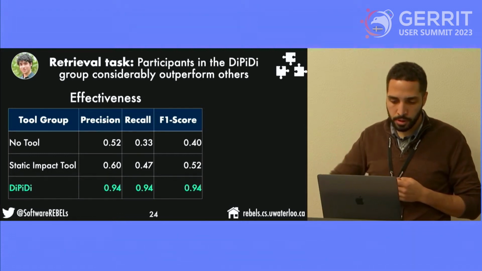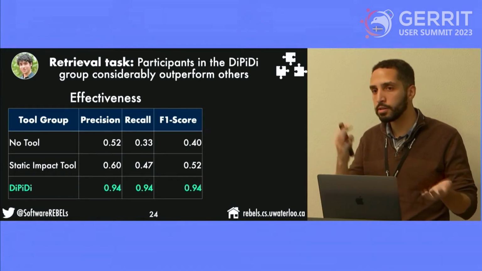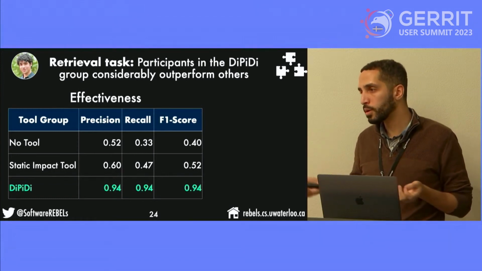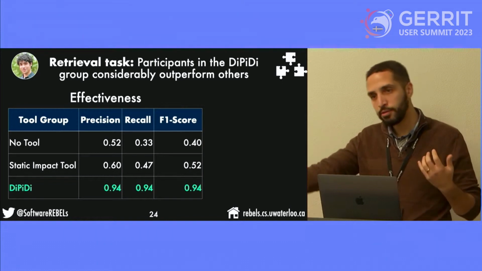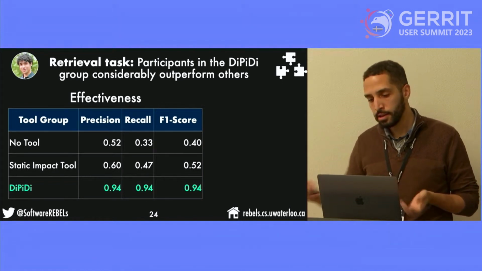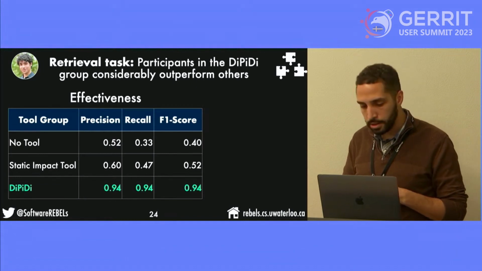The F1 score here is just the harmonic mean between precision and recall. So if you consider them both equally important, being correct when you say something's impacted and finding all the things you should find, then the harmonic mean gives you a good overall measurement of that.